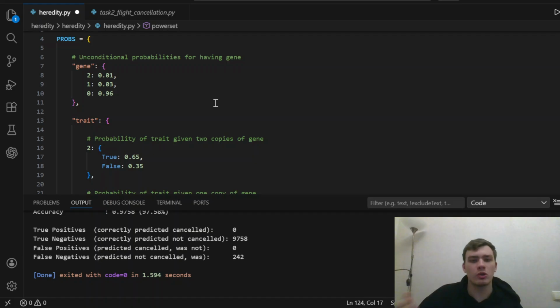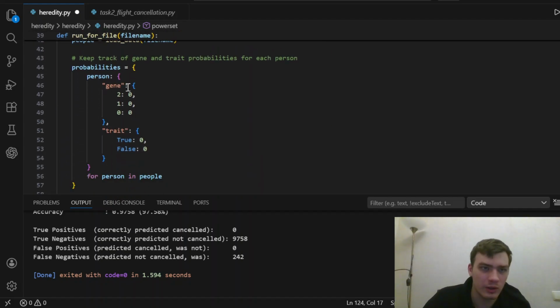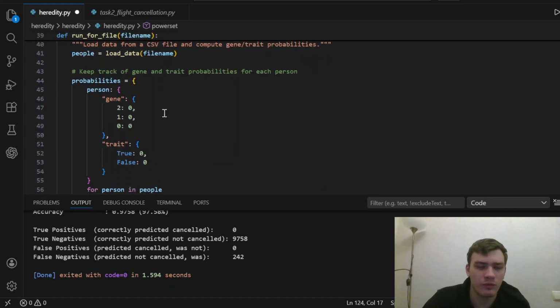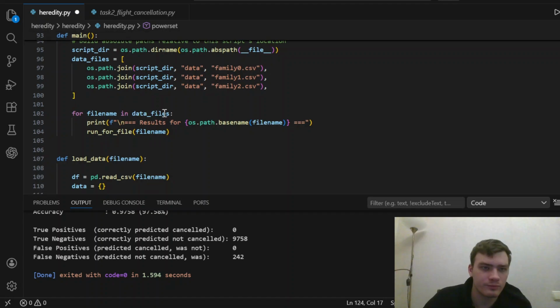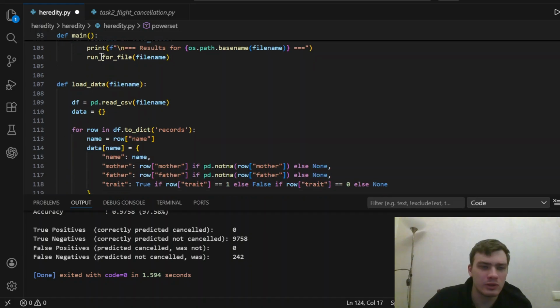We know who shows the trait, but we don't know exactly how many gene copies each person has. So this program's job is to figure out those probabilities. We have some data in three CSV files, family 0, 1 and 2. Here we load from the file name. We load with pandas, and each one is a different family. The columns are name, mother, father, and trait.